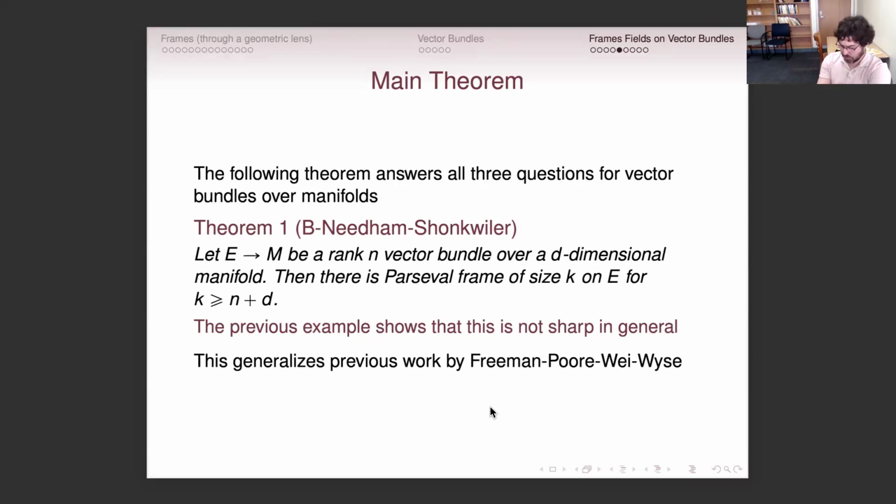So any questions about the statement of the theorem before I talk a little bit about some of the ideas behind its proof?